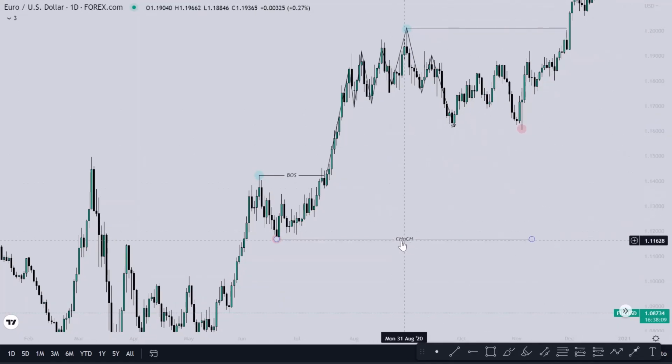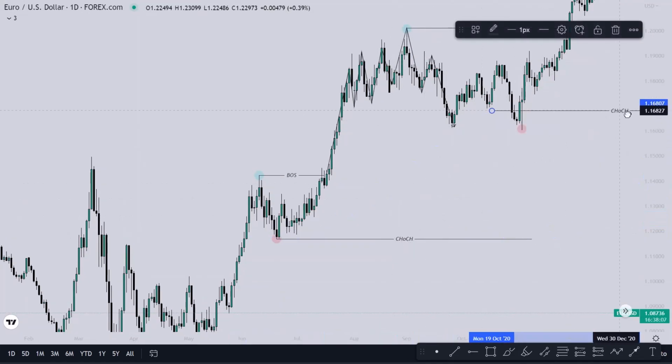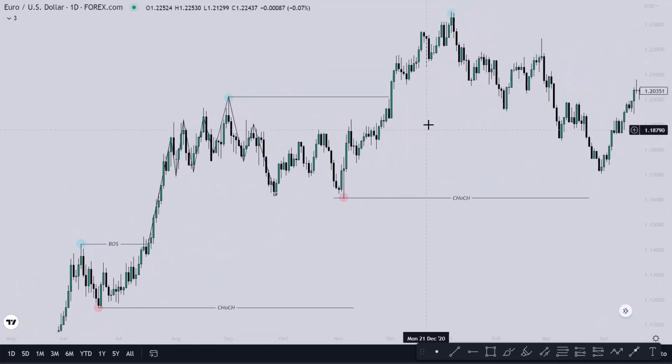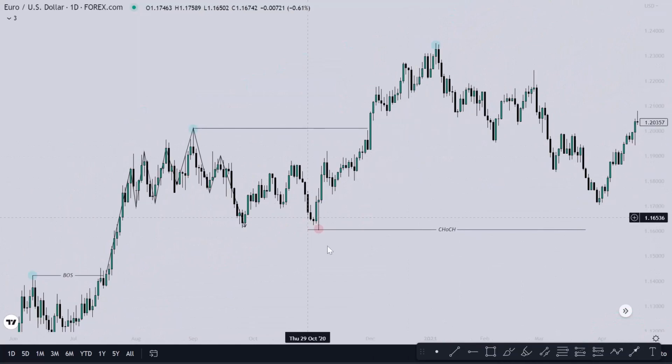So now my change of character is going to change from here to here, and we are still bullish. So if we go up, and let's analyze from here.